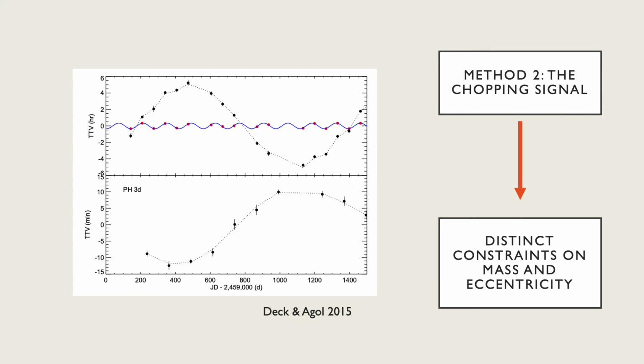Now, the final method I mentioned as being useful for breaking these degeneracies is more data. So now let's move on and talk about TESS and transit timing variations.